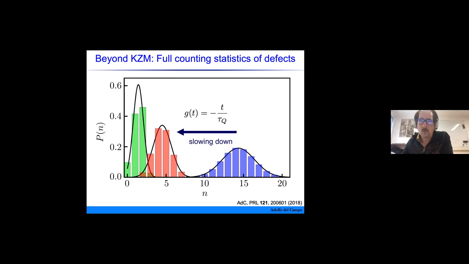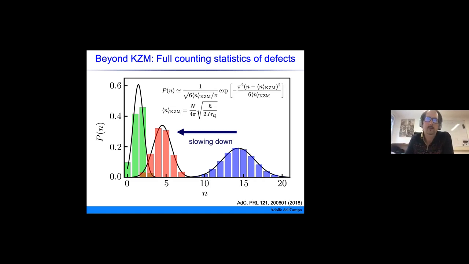But what you see on top of the histograms are fits to a Gaussian distribution that, away from the adiabatic limit, work very well. These Gaussian fits are derived theoretically in an approximation I will mention later, but essentially have the feature that the mean kink number is the prediction by Kibble-Zurek, and the variance is proportional to the mean. It's not equal to the mean, so it's not a Poissonian distribution. There's a factor of 6 over pi squared, a proportionality factor. But otherwise, this Gaussian approximation seems to work pretty well.